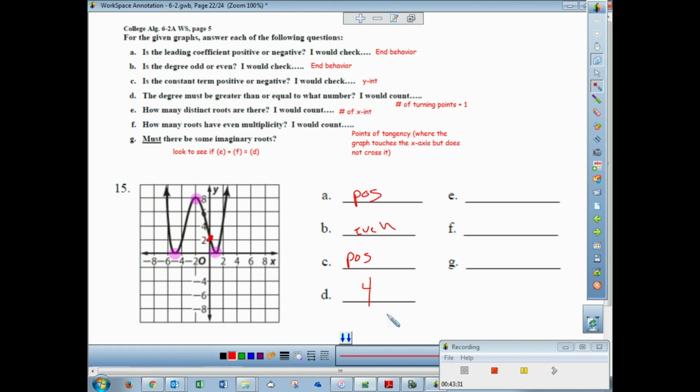Part E, how many distinct roots do you see? That's where they touch the x-axis. How many places does it touch the x-axis? 2 times. Were there any points of tangency? Is this a point of tangency? Yes or no? So there's one of them. Is there another point of tangency? There's another one of them. How many points of tangency were there? 2. Must we have imaginary roots? 2 plus 2, does it equal 4? Since that means we've found all our roots, there are no imaginary roots.